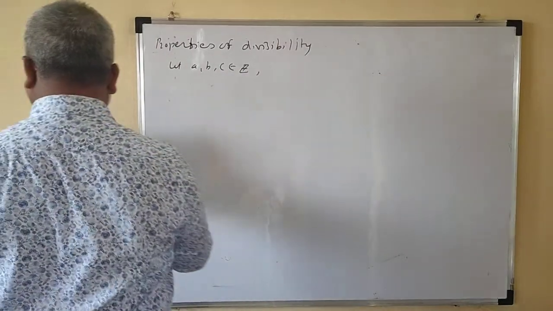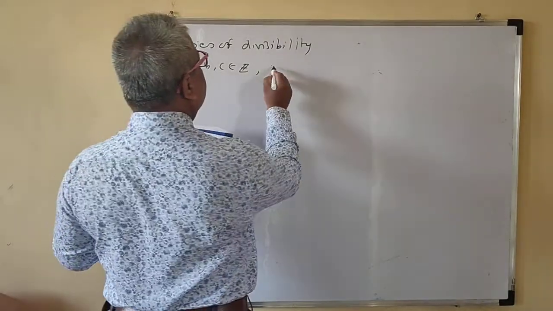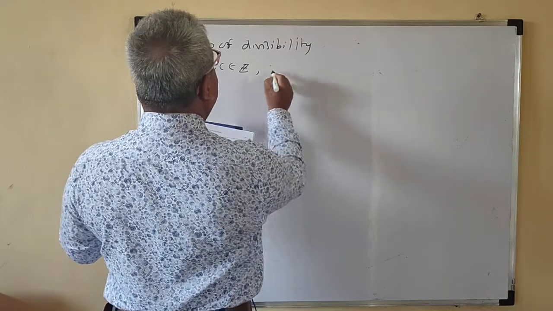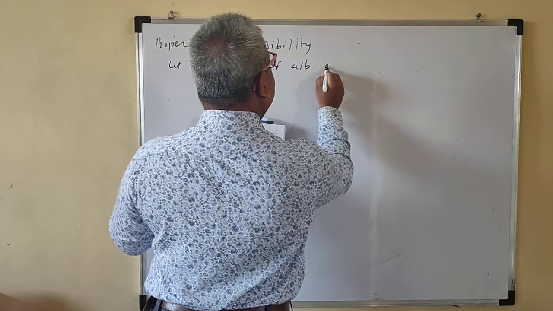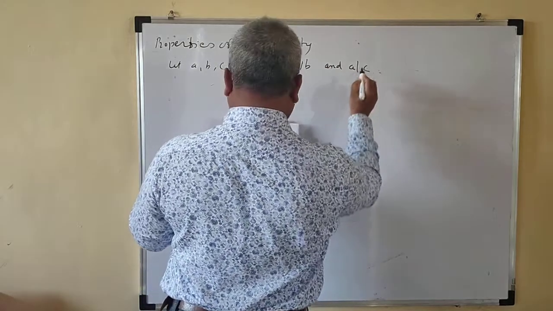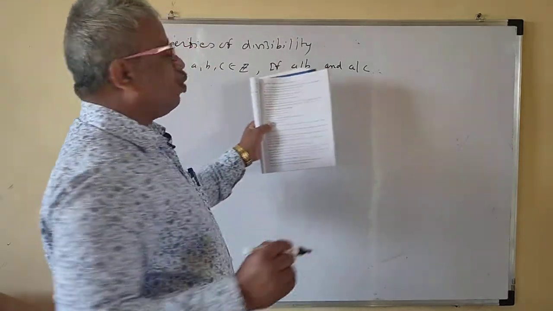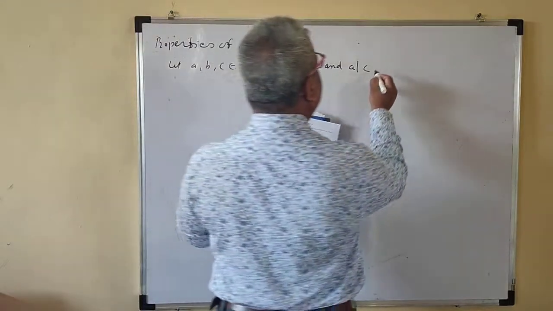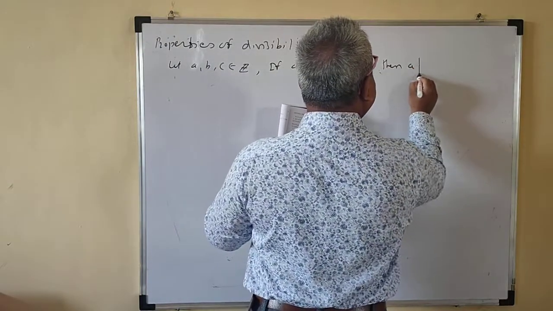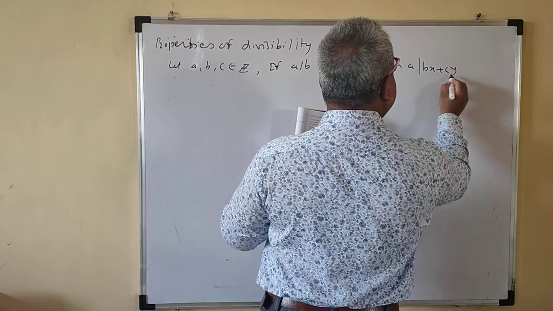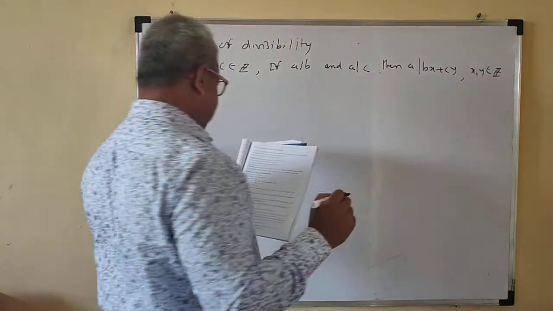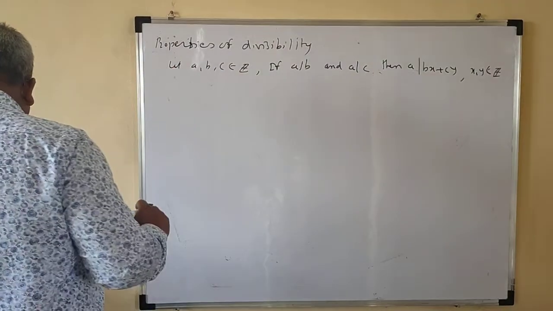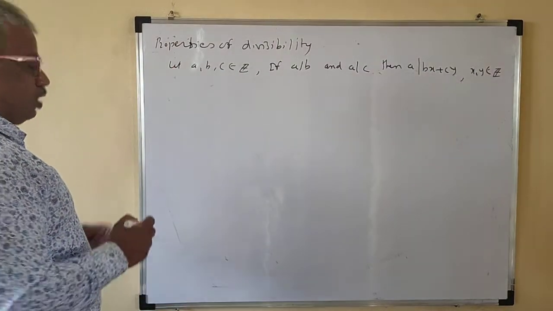Let A, B, C belong to Z. Then if A divides B and A divides C, A divides both B and C, then A divides Bx plus Cy, where x, y belong to Z. So this you have to prove.